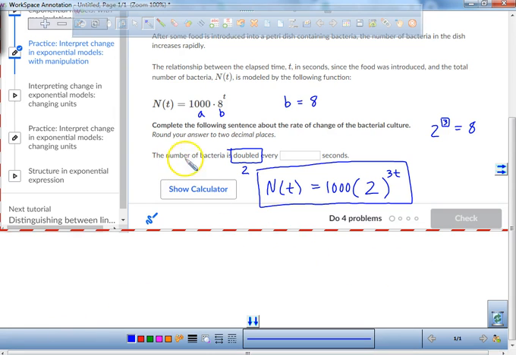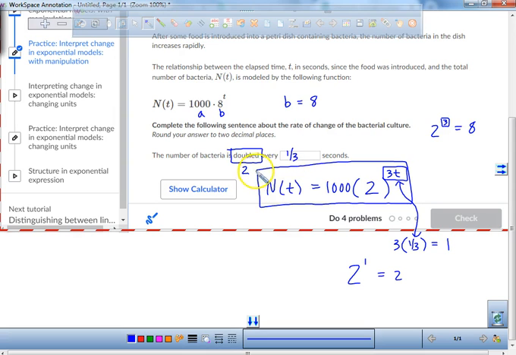Now, it says the number of bacteria is doubled every certain amount of seconds. We just want it to double, which means 2 to the power of 1. But what do we have up here? We have a 3 times t. If I plug in a 1 right there, it's 2 to the power of 3. So I need to figure out 3 times what number equals 1? What would t have to be? 1/3. So that's why the answer in this particular problem is 1/3.